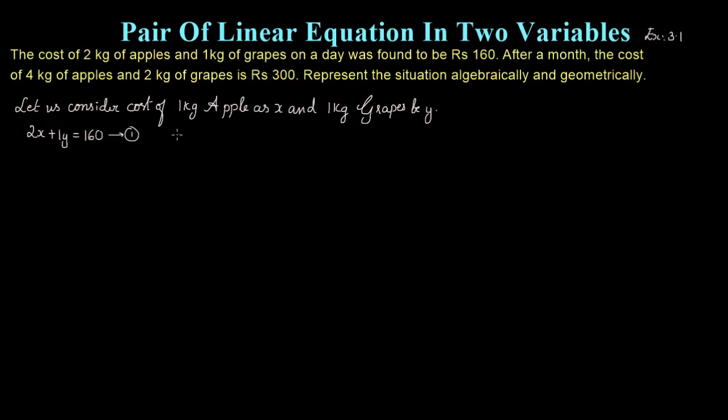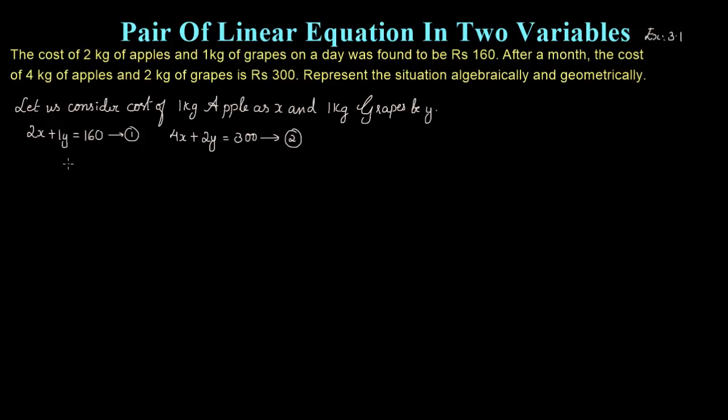In the same way, let us try to get the next equation. So here 4 kg of apples is there. So 4 into, if you multiply the cost of apple, then you will get the total cost of 4 kg apples, plus 2 kg grapes it is given. So 2 into y, multiply the cost of the grapes, you will get the total cost of 2 kg grapes, and totally it is 300 rupees. So this is your second equation.